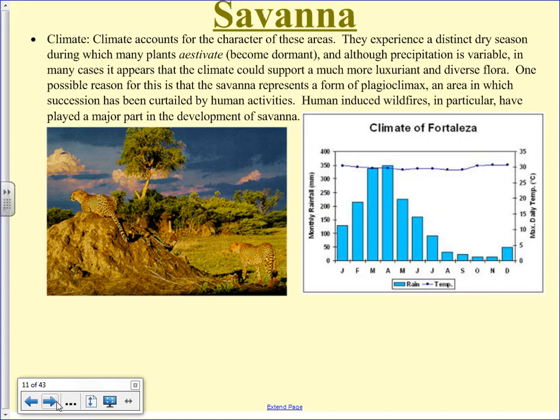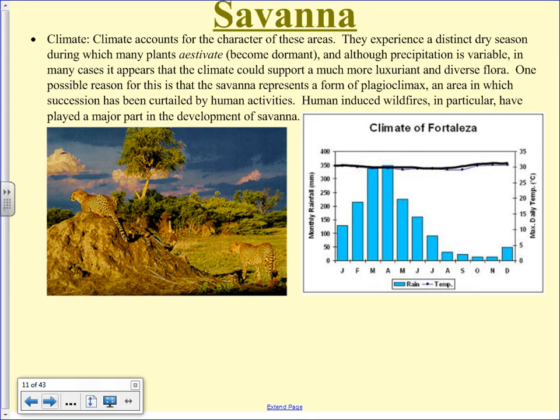All right, so climate, you can see here, the monsoon season is very clear. The monsoon season is here, where we've got the big precipitation bars, but you notice the similar temperature pattern to the tropical rainforest, because it's near the equator. Anything near the equator has that temperature pattern, because it gets the same amount of sun all year long.